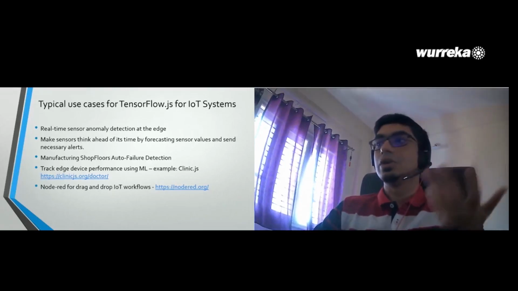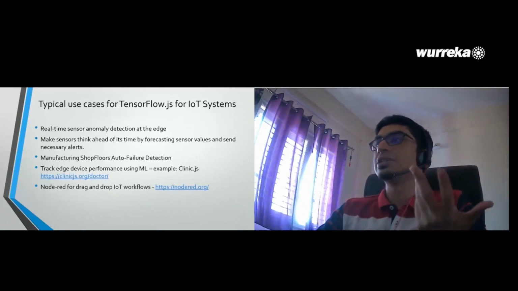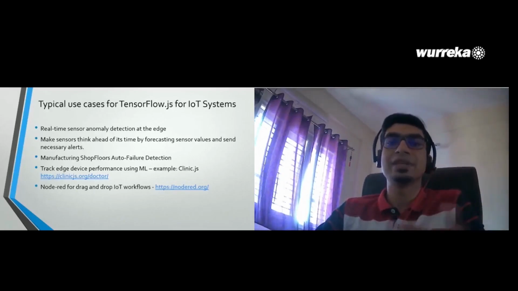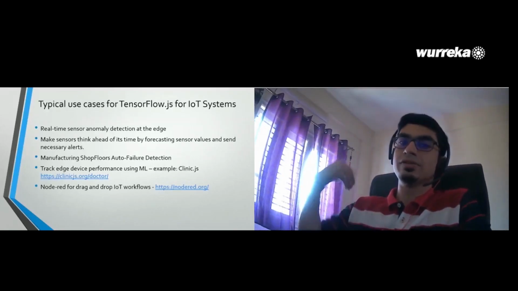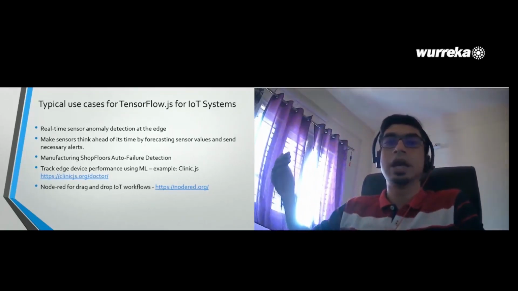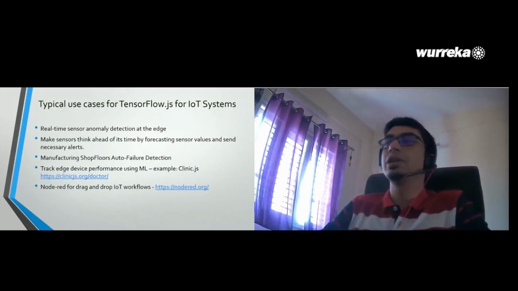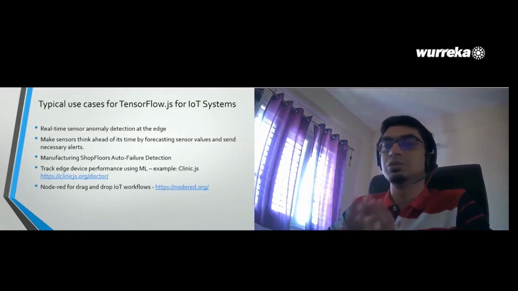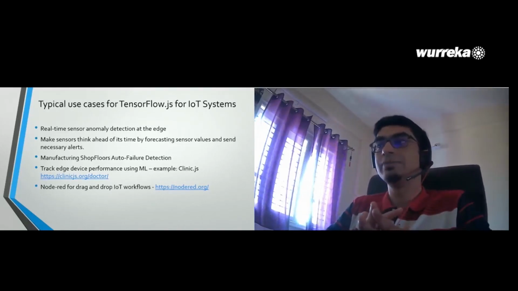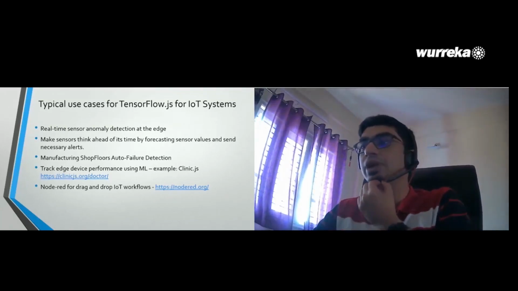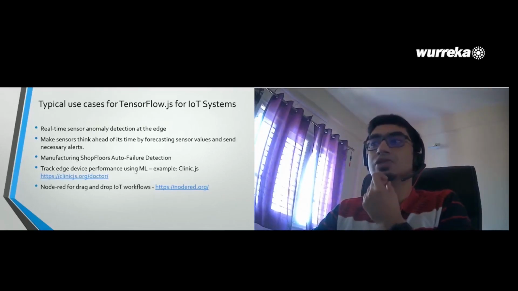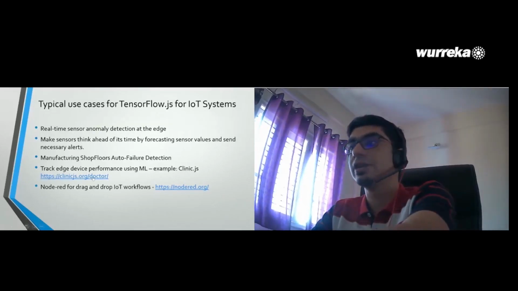Okay, another such use case is, let's say we want to forecast certain sensor values, and we want an alert mechanism where, if the forecast goes beyond a certain threshold, we generate alerts and send them back to the user. These are typically quite useful in manufacturing use cases, on manufacturing shop floors where such auto failure detection is very important. And at the same time, this is one more example which shows your edge device performance using machine learning. So we'll even see that.